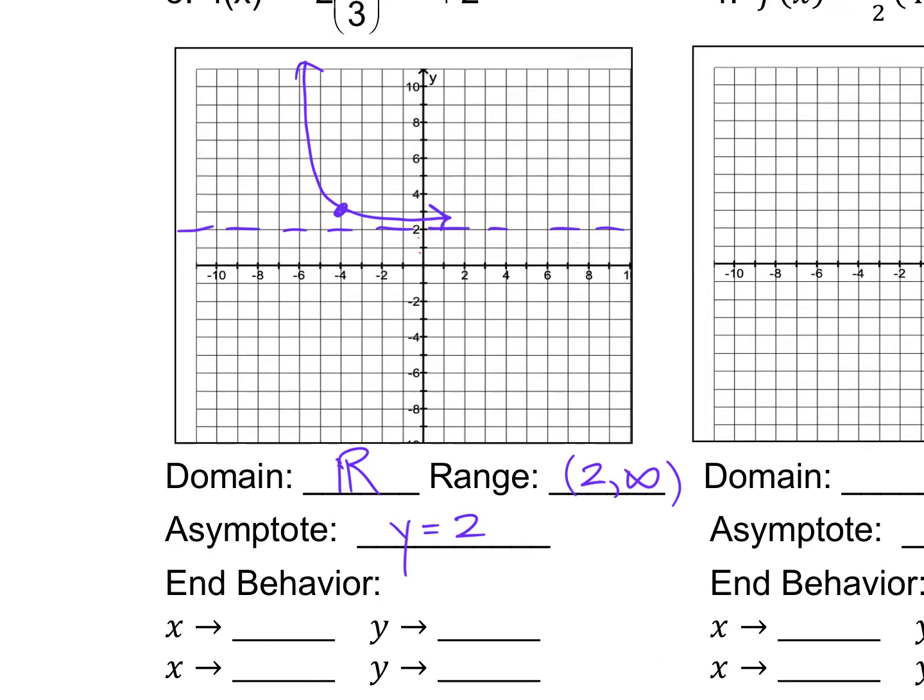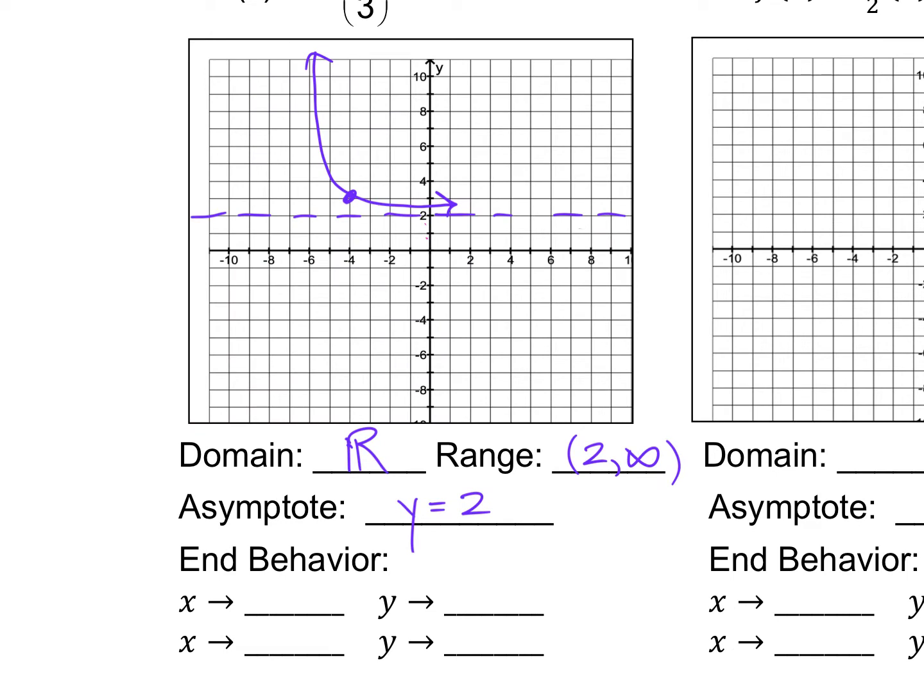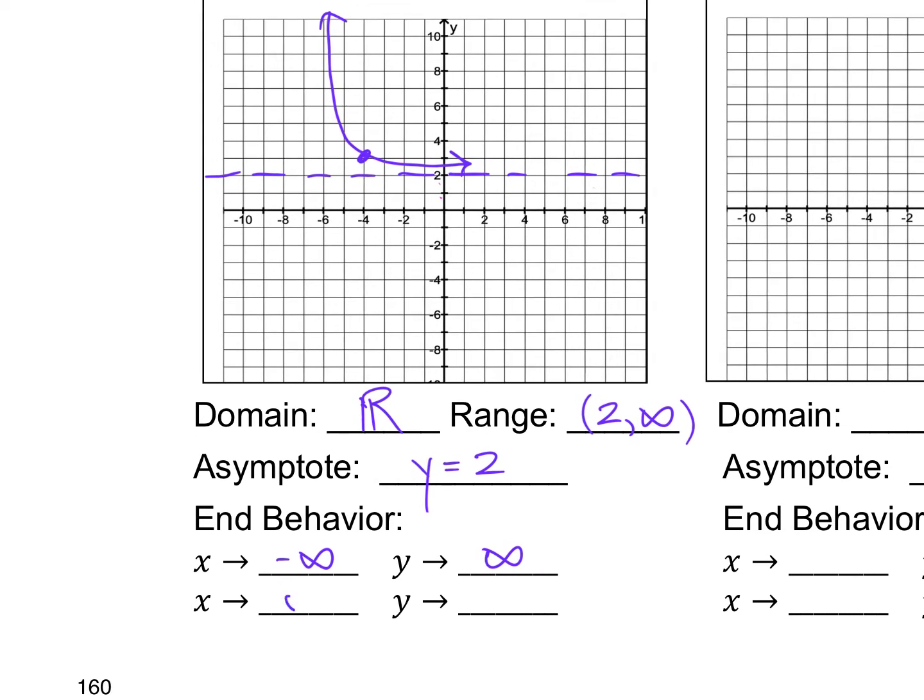All right, now let's check our end behavior. On the left side of this graph, it's going to the left, which means x is going to negative infinity. And as it's going to negative infinity, it's going up. Therefore, the y's are going to positive infinity. What about the right? Going out to infinity, the y's are getting closer to 2.